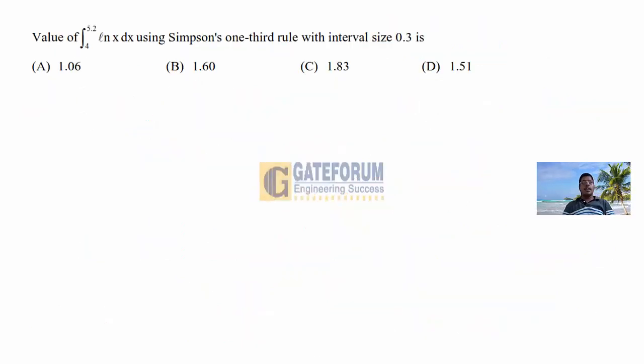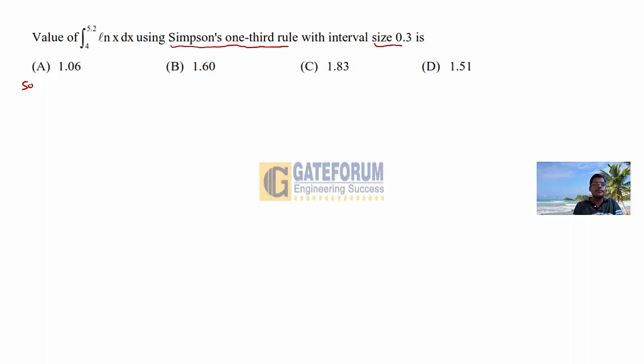The question is the value of the integral from 4 to 5.2 of log x dx using Simpson's one-third rule with interval size 0.3, with 4 options A, B, C, D given. This question is from engineering mathematics, from the topic numerical methods, subtopic numerical integration. The method mentioned is Simpson's one-third rule. Step size h is the size of each subinterval, after dividing the given closed interval a comma b into n equal parts, each part having the same length. That length is called the length of each subinterval.